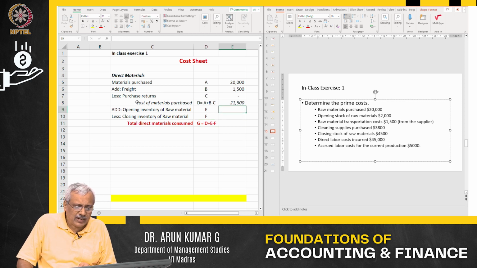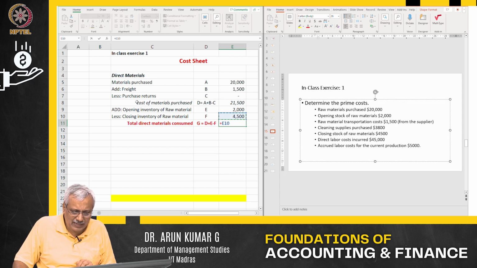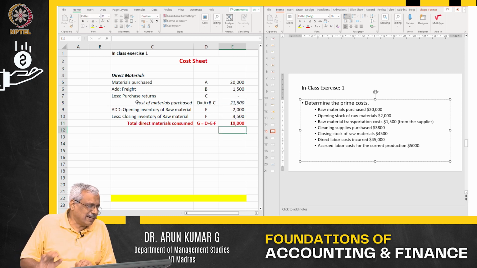So, what are we looking at? I am looking at opening stock of about $2,000 and my closing stock of $4,500. So, what is my direct material? It is thus material purchased plus my opening stock minus my closing stock, which is the material that has been utilized in this particular case.